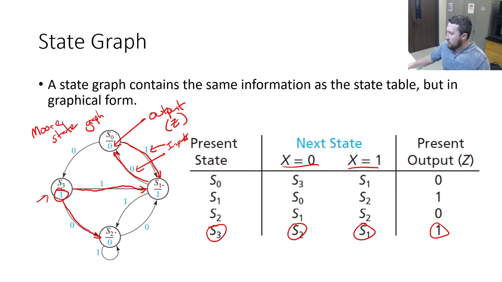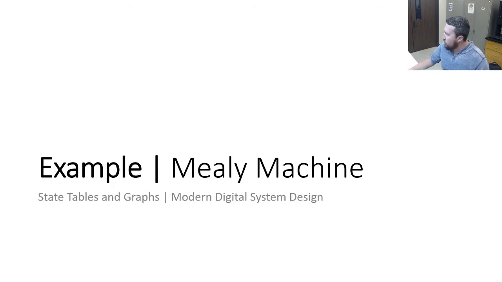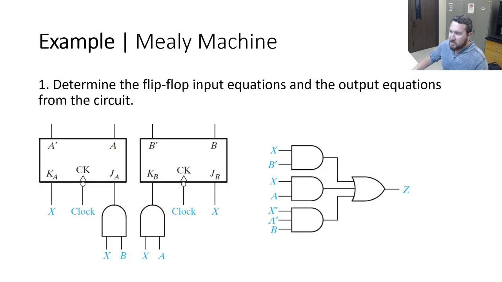All right, so now let's go ahead and take a look at one more example, and we'll look at this Mealy machine circuit. And we'll work through the same steps, but just with this one. So a couple of things to notice right off the bat are we're using JK flip-flops, and then it's a Mealy machine, which means it's got this sort of big old output circuit that's also dependent on the input. So step 1, determine the flip-flop input equations and the output equations.